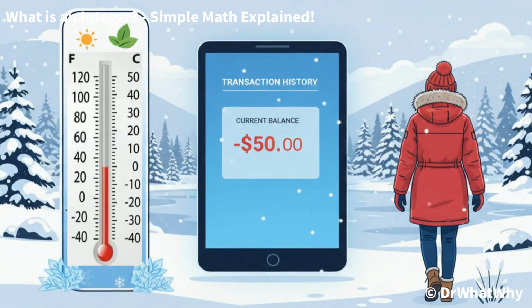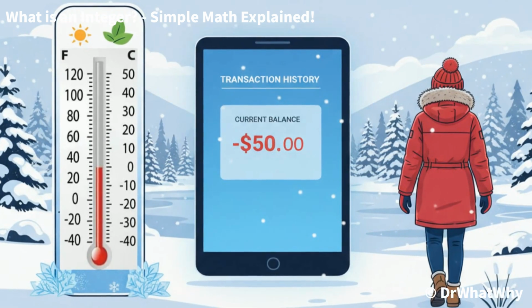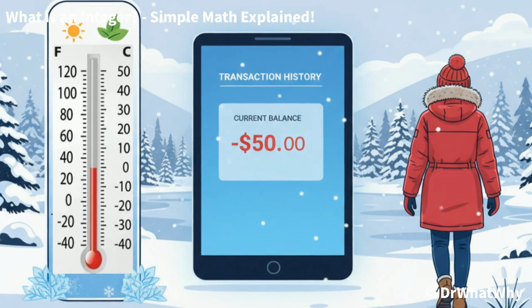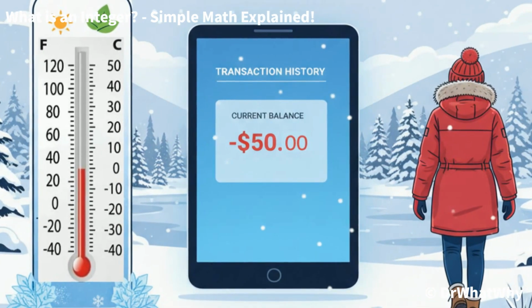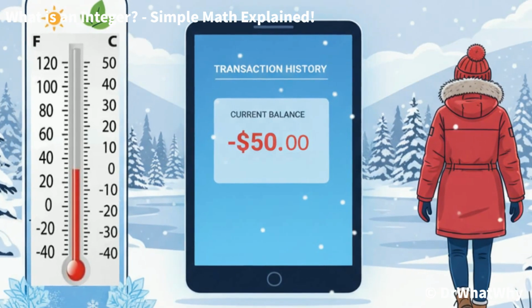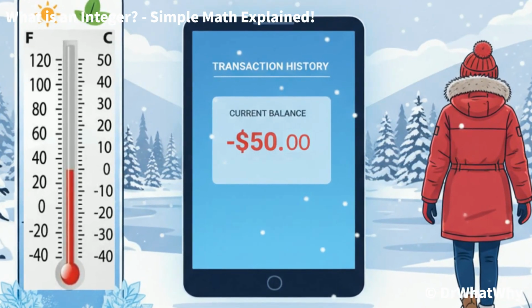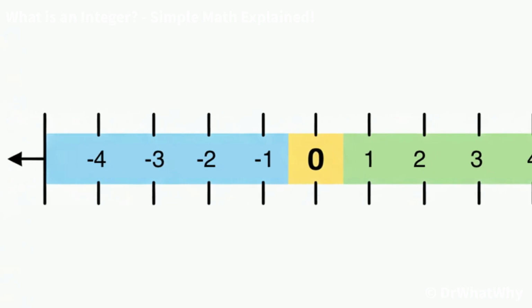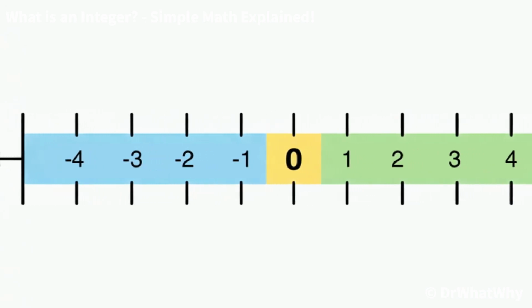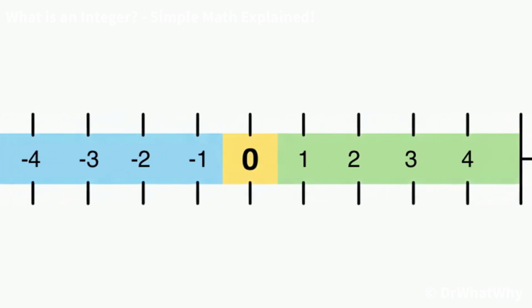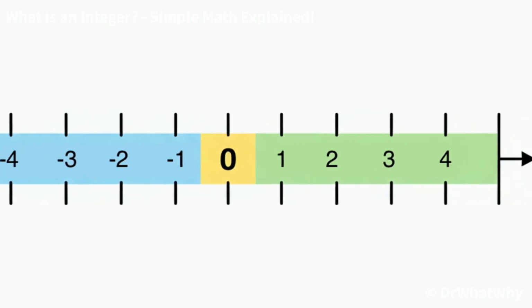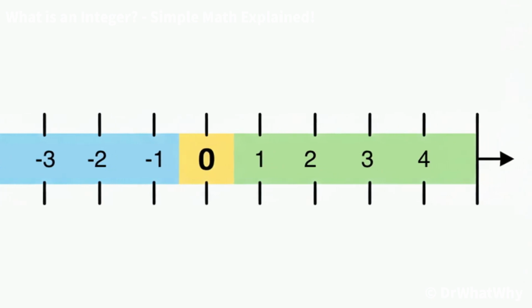But what about when things go below 0? Like a really cold day at -5 degrees or owing a friend $2. These situations introduce us to negative numbers. They are the opposites of our positive whole numbers. An integer, simply put, is any whole number, whether it's positive, negative, or 0. So numbers like -3, 0, 5, -100, or 247 are all integers.